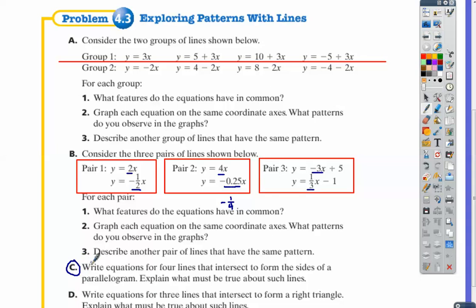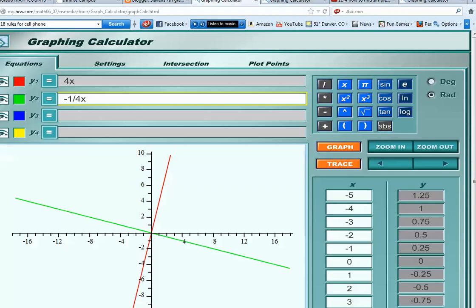For question 3, write equations of 4 lines that intersect to form a parallelogram. Well, if we have a parallelogram, we know that we have 4 lines, or 2 pairs of parallel lines. So let's just write 2 parallel lines. y equals negative 3x plus 5. y equals negative 3x, let's say, minus 5. All right. I'm going to switch to my graphing calculator here and see if I can make it work. I just need 2 pairs of parallel lines.